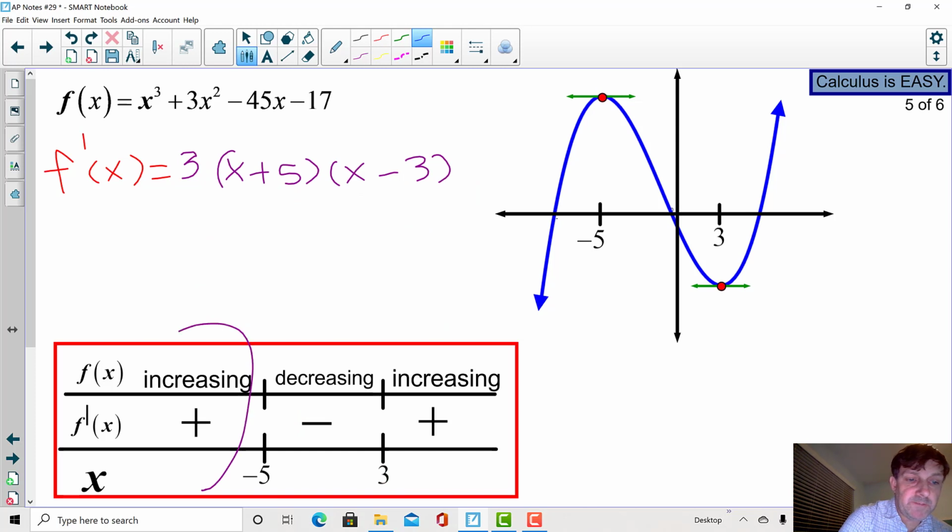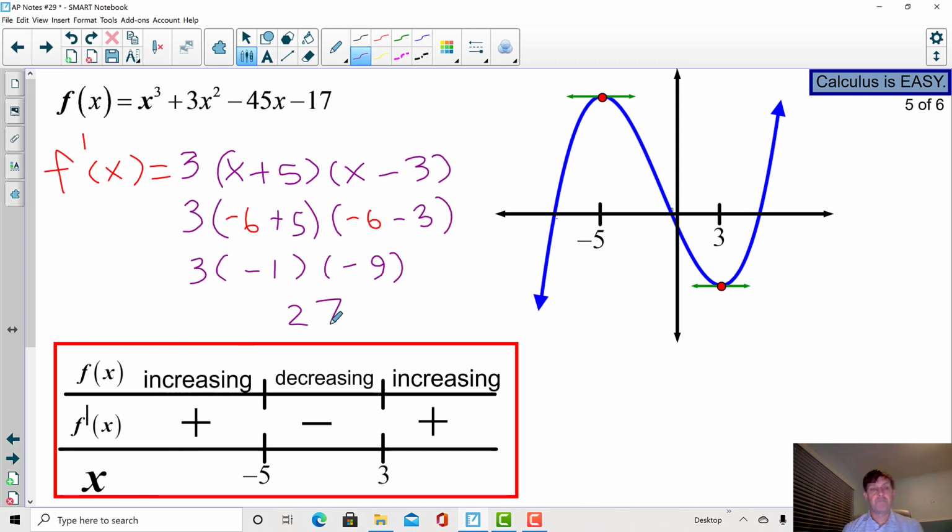Okay, let's check the left side of -5. I could plug in a number like -6 and see what I get. You plug in the -6 and you simplify it, you get a +27. Now the fact that your derivative is positive at that spot means that your function is going to be increasing on that interval. You can see that if you look at the graph, our function is increasing all the way until x equals -5.